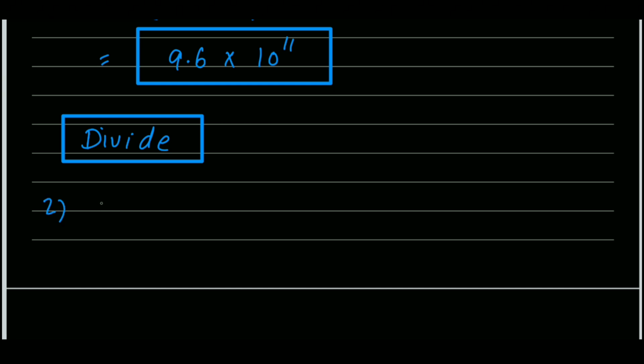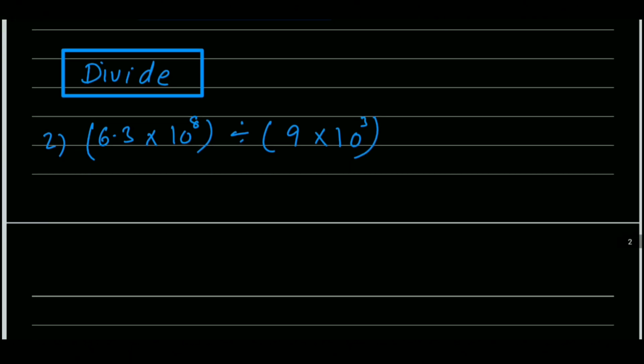Question is 6.3 multiply 10 raised to power 8 divided by 9 multiply 10 raised to power cube. So as it is a question of division, 6.3 will be divided by 9. So we will divide and powers will be subtracted, because this is a question of division. In division we will subtract the powers, and in multiplication we will add the powers.